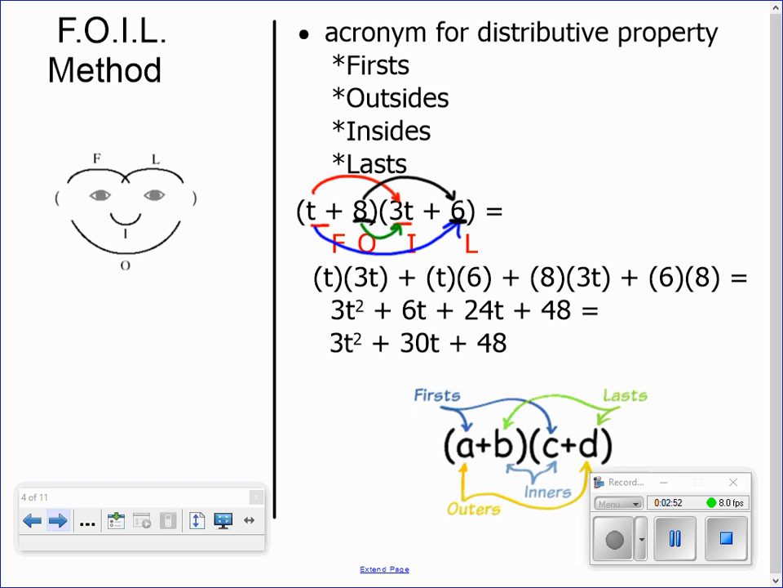So 3t times t would end up being 3t squared. T times 6 was 6t. 8 times 3t would be 24t. And 6 times 8 is 48. Again, combine your like terms, so combine the 6t and the 24t, and that gives us 30t. So we end up with 3t squared plus 30t plus 48.